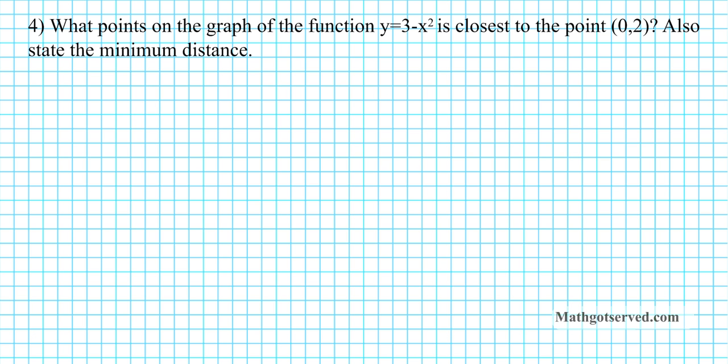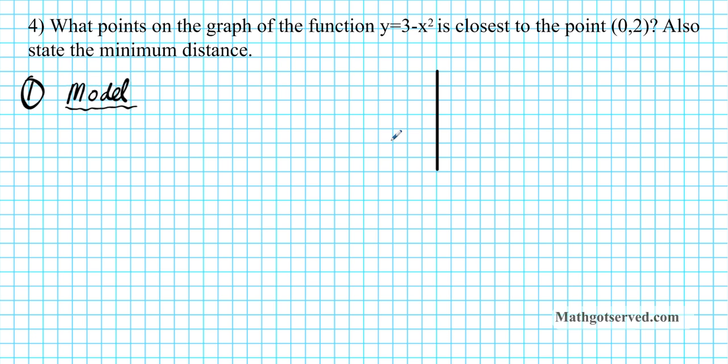Number 4, it says, what point on the graph of the function y equals 3 minus x squared is closest to the point (0, 2)? Also state the minimum distance. All right, so let's start with part 1, where we're to create a model. To accomplish this, I'm going to try and sketch the graph of the situation, sketch the curve and the point.